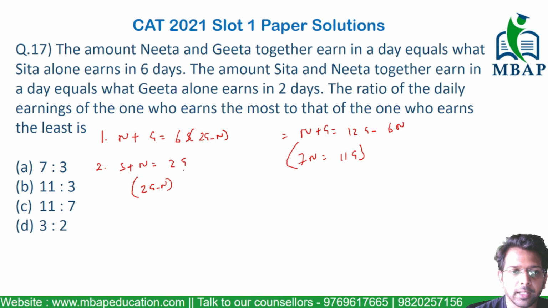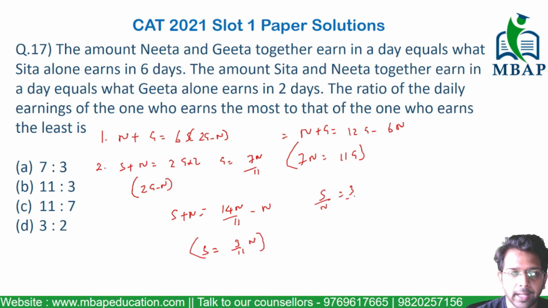Let's see if you can add the value of G. G is basically 7N upon 11. Putting it here, 2G will become 2 times 7, which is 14. So S plus N will come out to be 14N by 11. So S will be equal to 14N by 11 minus N, which will be 3 upon 11 N. So on one side I've got S upon N as 3 upon 11, and I've got N upon G as 11 by 7. So if you rewrite the value S is to N is to G, you will write the value as 3 is to 11 is to 7.